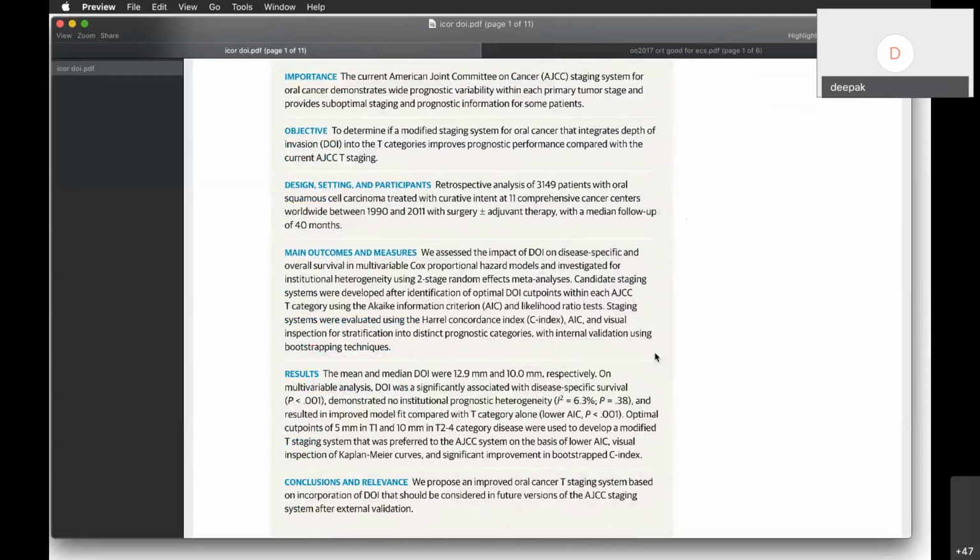Now, when you look at the abstract, what did they decide to look at? They wanted to see whether there was any impact of depth of invasion on disease-specific survival and overall survival in a multivariate analysis. They found that DOI was impacting disease-specific survival and overall survival. There are some terms that you have to take into account when there is heterogeneity. This paper is a gold standard when you want to assess multi-institute data.